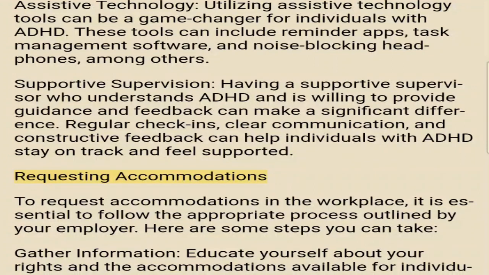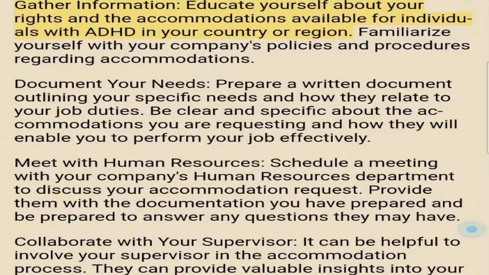Requesting accommodations. To request accommodations in the workplace, it is essential to follow the appropriate process outlined by your employer. Here are some steps you can take. Gather information. Educate yourself about your rights and the accommodations available for individuals with ADHD in your country or region. Familiarize yourself with your company's policies and procedures regarding accommodations.